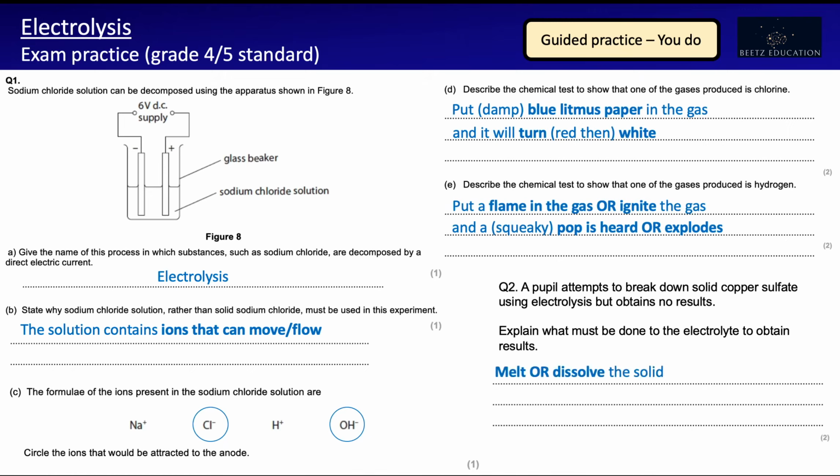Melt or dissolve the solid, or melt or dissolve the copper sulfate. And our reasoning, because it's an explain question, because the ions can move or flow, okay? And therefore they'll be able to carry the charge.